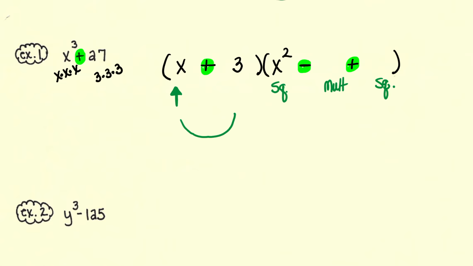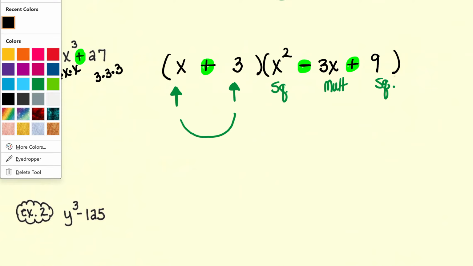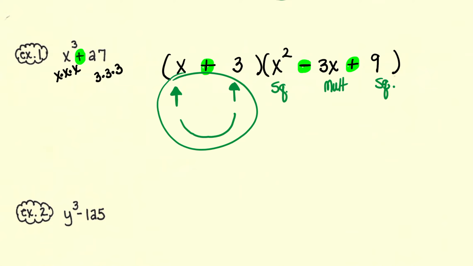Multiply the two together, x times 3, or 3 times x, is 3x. And then you're going to square the last. 3 squared is 9. And you're done. Happy answer.